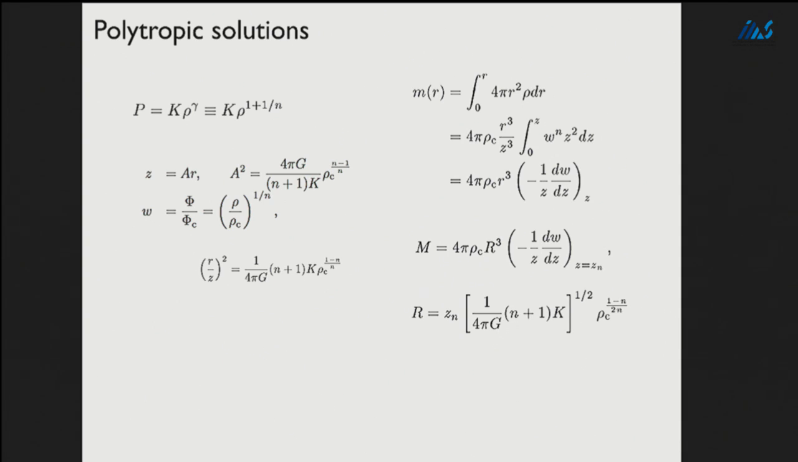Okay, and if I use the Lane-Emden equation, so basically you have the derivative of this, and then this can be written Z over R to the third power, and so then you have exactly this relation. So M is equal to 4 pi rho c R cubed times minus 1 over Z dW over dZ.